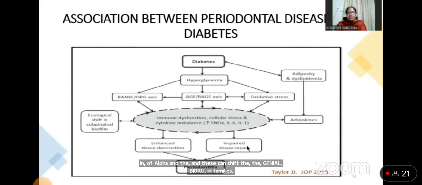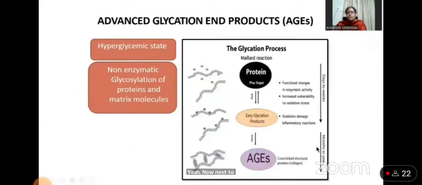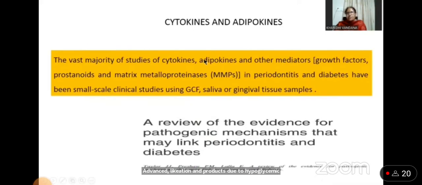Impaired tissue repair is always associated with diabetes, which can enhance degradative changes in periodontitis. So diabetes and periodontitis, two ends, have been commonly linked through hyperglycemia, and the common factor being the cytokines, the pro-inflammatory mediators. Now, next to the association between these, the main culprit is the AGEs, advanced glycation end products, due to hyperglycemic status. And cytokines and adipokines also play a very important role in the destruction, as suggested by Taylor JJ.